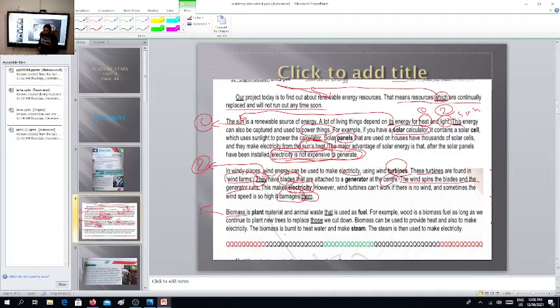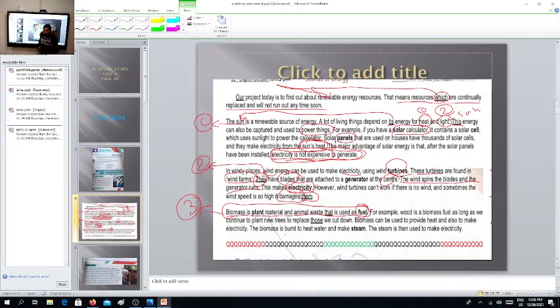Biomass is the last, or the third type of renewable energy. Biomass is a plant material and animal waste that is used as a fuel. This is the definition of biomass. If I ask you what does biomass mean, you have to say it is a plant material and animal waste that is used as a fuel, and it is the only source that can be used as fuel. We can't use the sun as a fuel, we can't use the wind as a fuel.